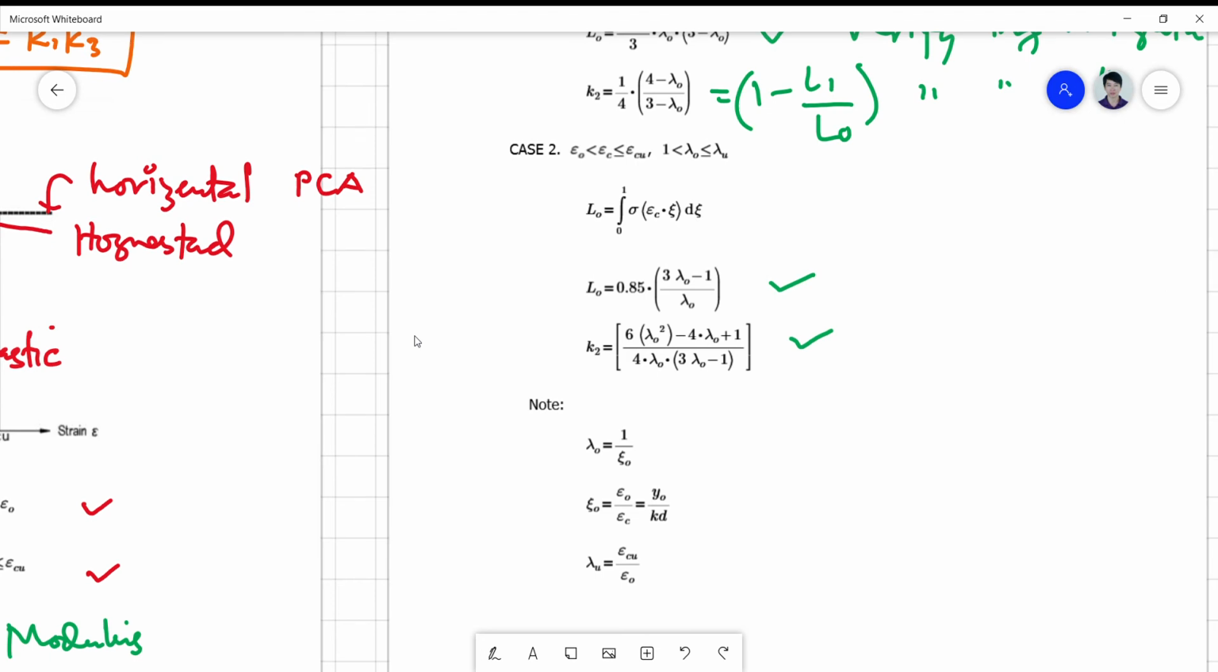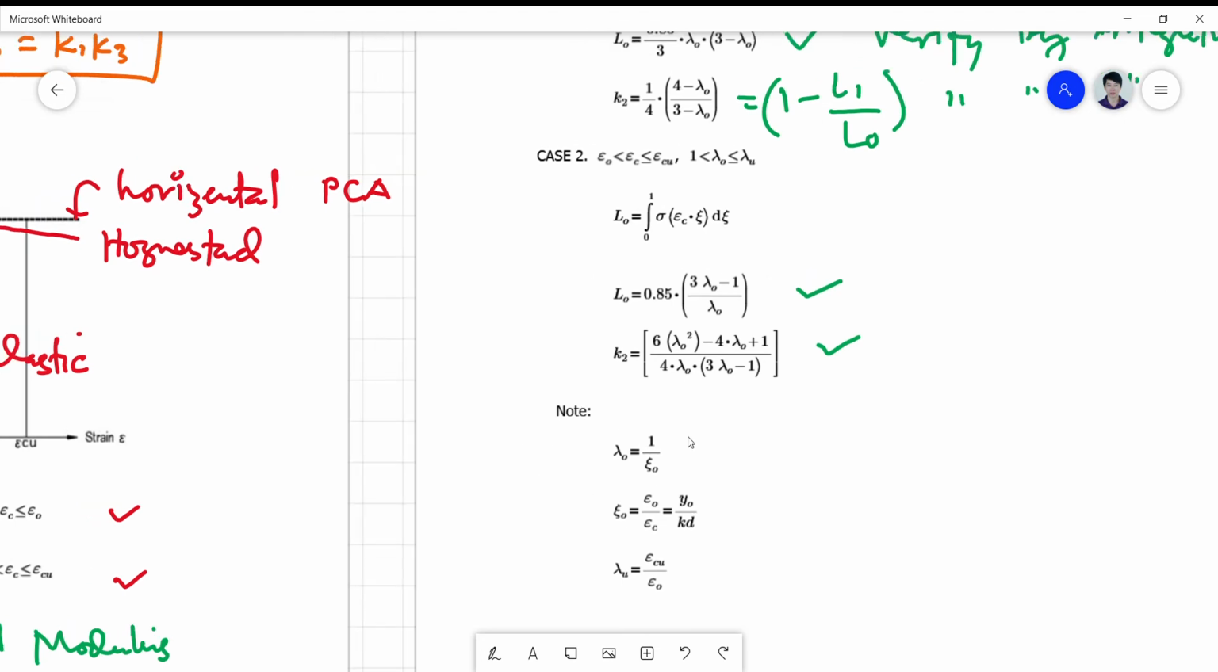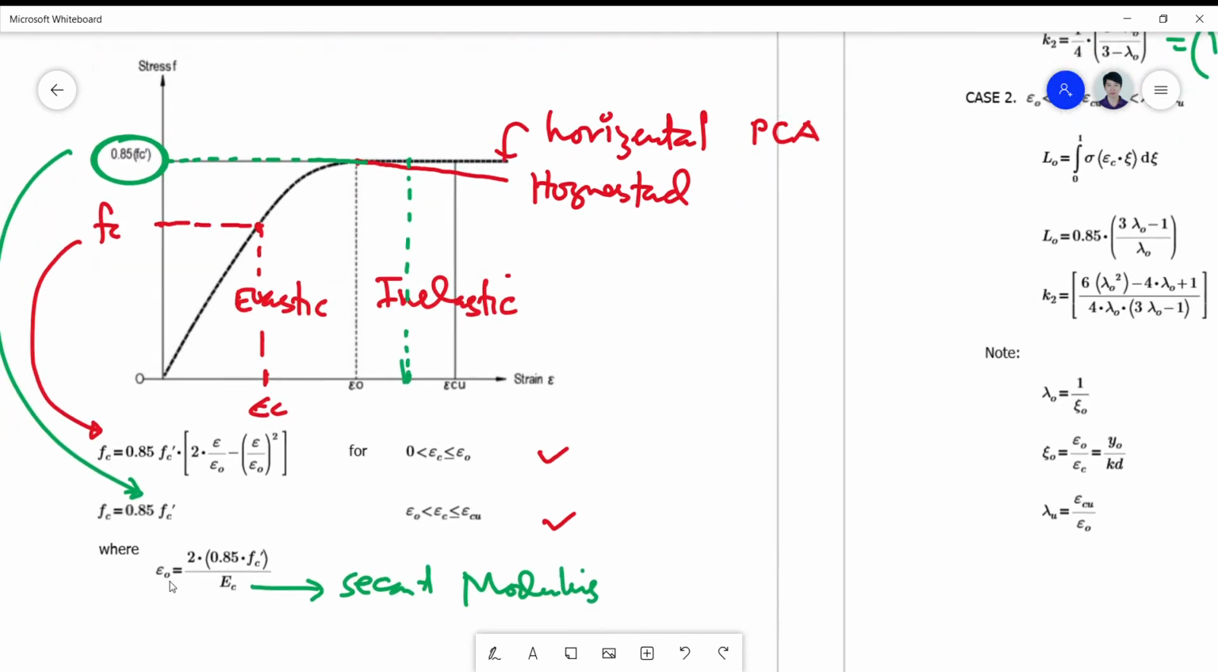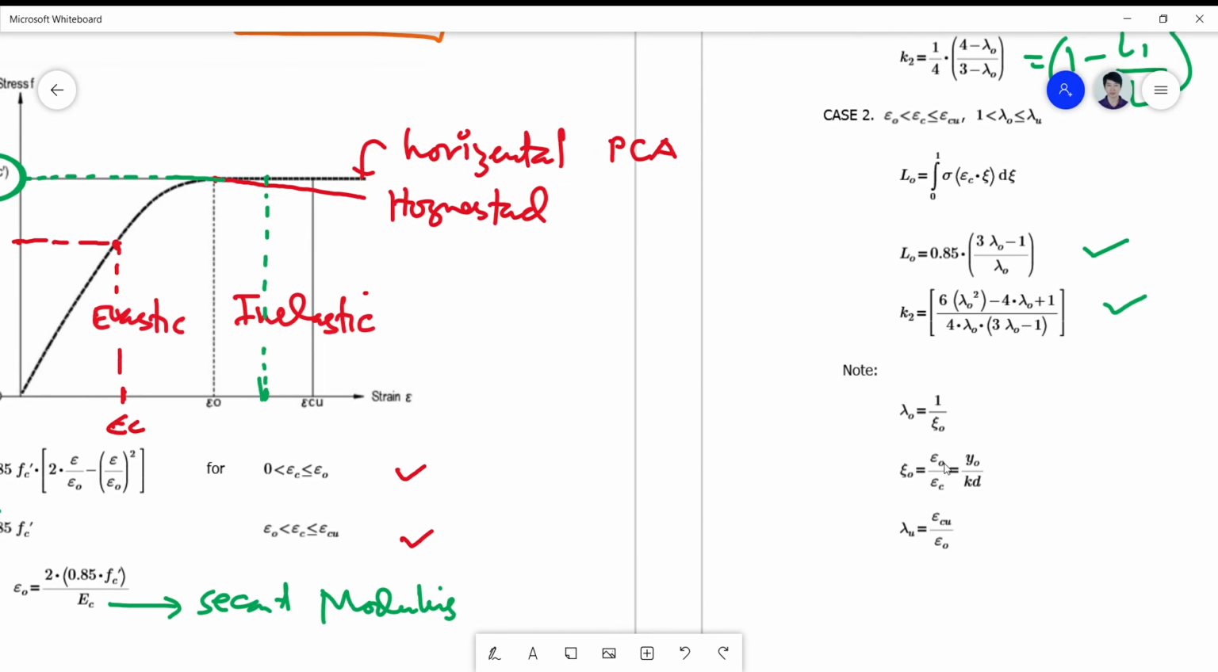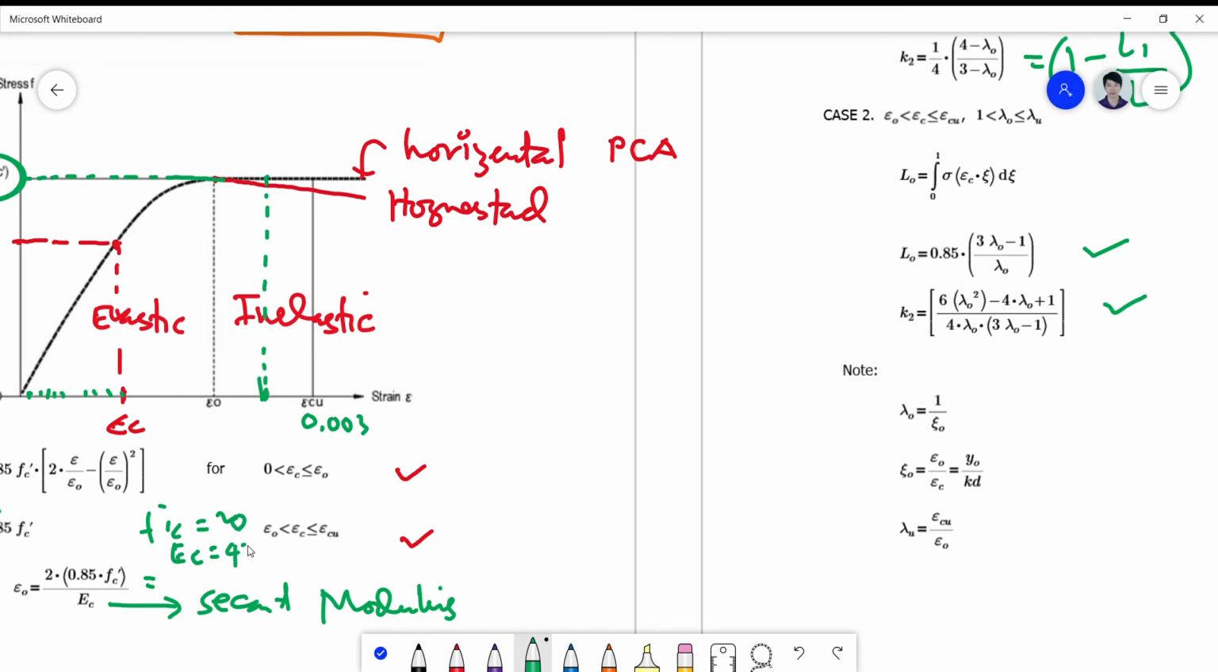So you have to verify or get what YO is using again this formula. Because you know epsilon O, given FC prime and EC, you can easily get your epsilon O here. So using this formula here, it is like you iterate, if you start iterating from 0.00000, what is epsilon O? 0.003, okay? What is epsilon O? Will you compute it if FC prime is 20 and EC is 4700 times the square root of 20? So you can get epsilon O. You have a value here. So you can iterate from here and then you get this value.